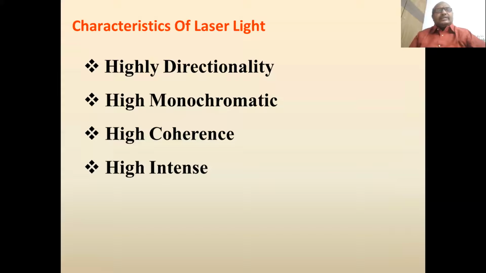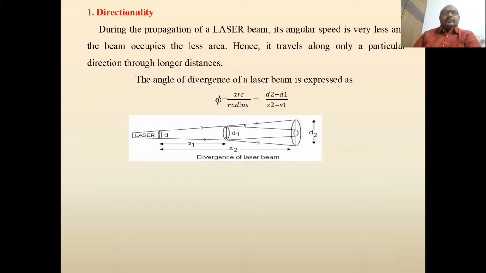Characteristics of laser: high directionality, high monochromaticity, high coherence, and high intensity or brightness. Directionality: during the propagation of a laser beam, its angular spread is very small. The beam occupies less area, hence it travels along the direction over a longer distance. The angle of divergence of a laser beam is expressed as phi equals arc by radius, that is equal to (d2 minus d1) by (s2 minus s1).